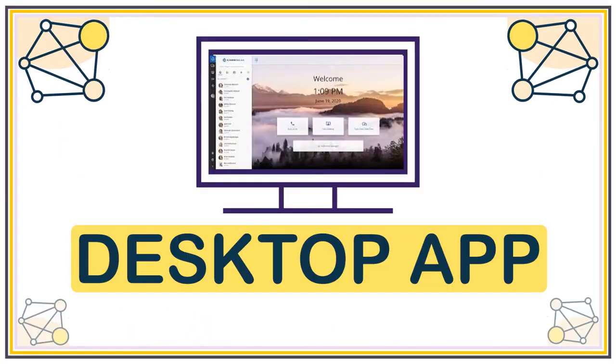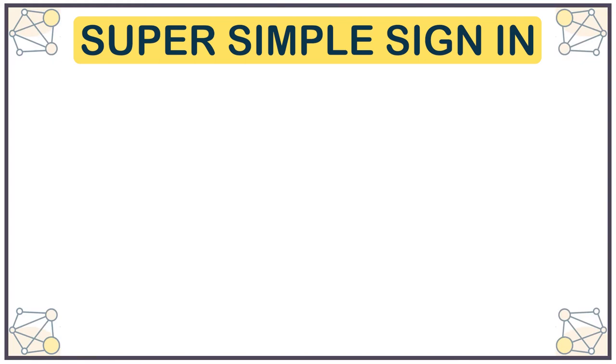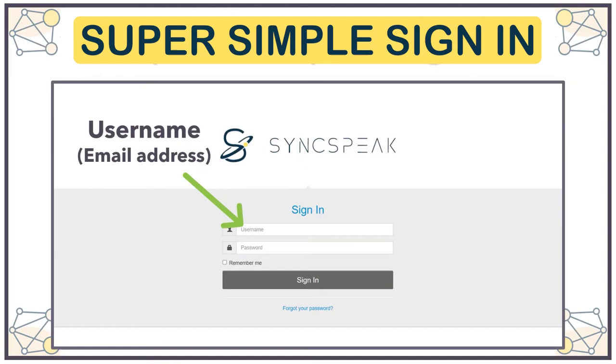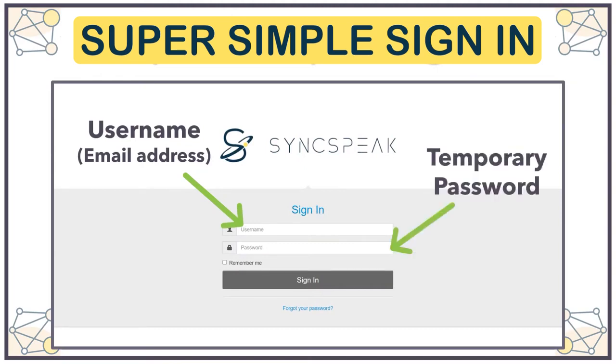Let's get started with the desktop app, where you can log on for the day. To begin using the desktop app, you'll first have to sign in by going to voice.faconsulting.com. From there, you'll enter your username, which is your work email address, and your temporary password. If you don't know your temporary password, contact your phone admin.